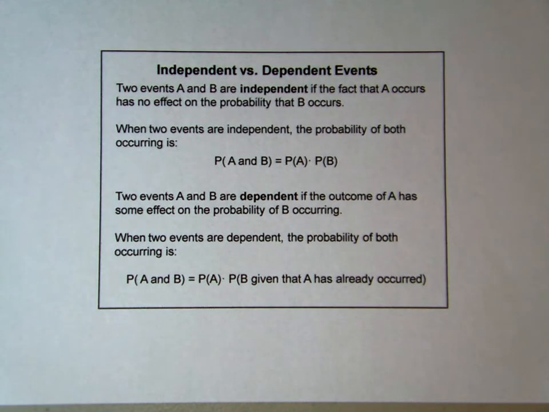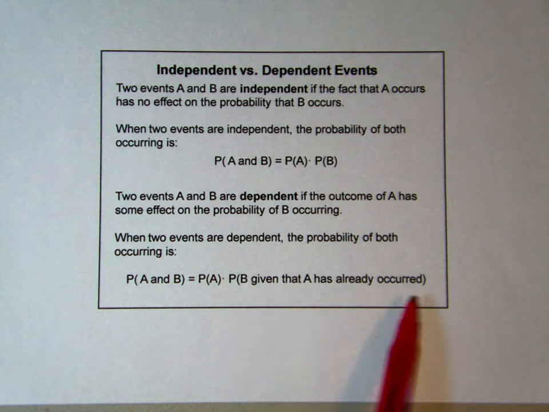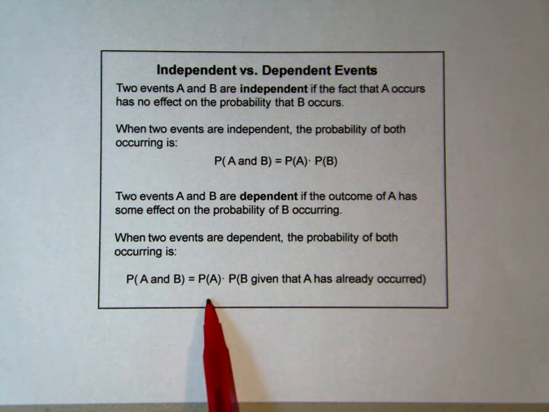Okay, in contrast, 2 events, A and B, are dependent if the outcome of A has some effect on the probability of B occurring. When the 2 events are dependent, then the probability of both occurring, we're still using multiplication as our operation here, but if this affects that, this second probability needs to be adjusted based on what occurred in that event A.